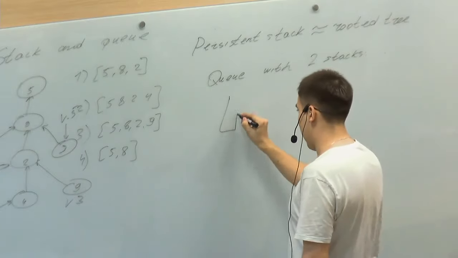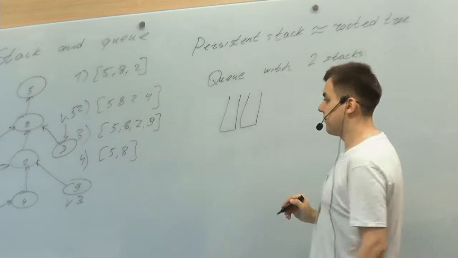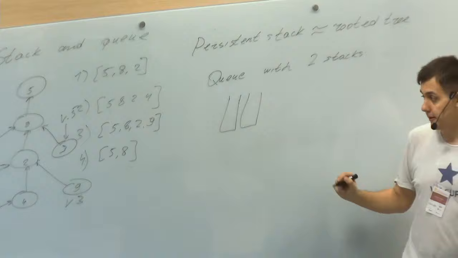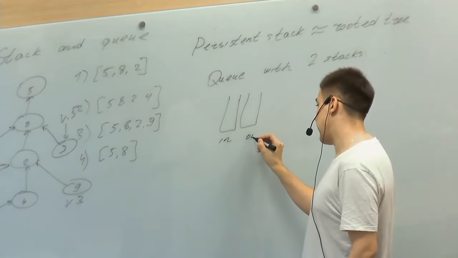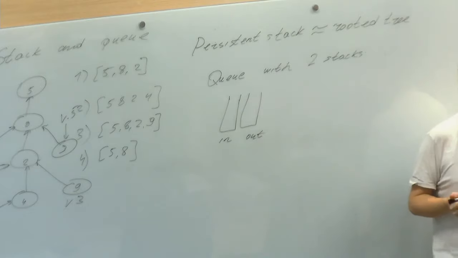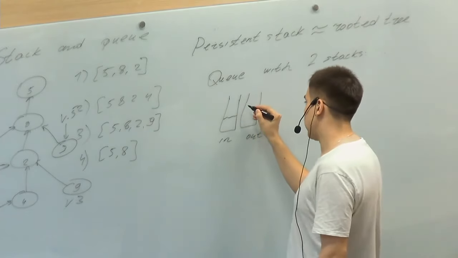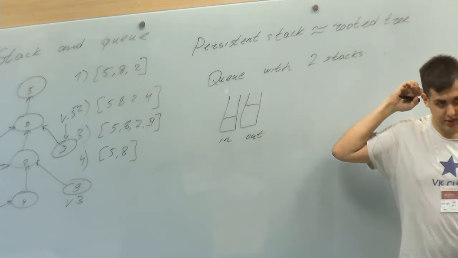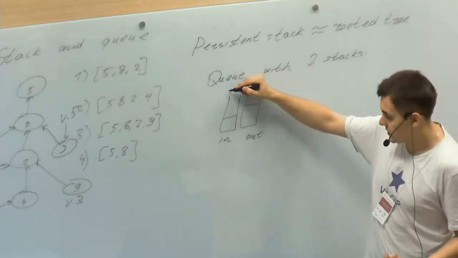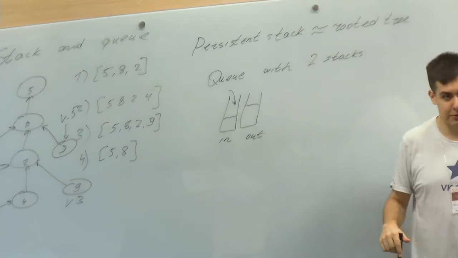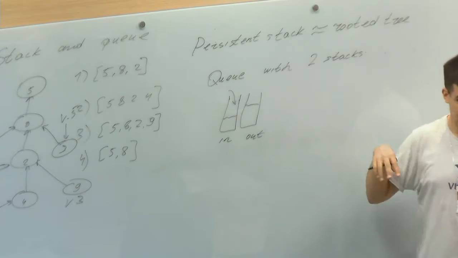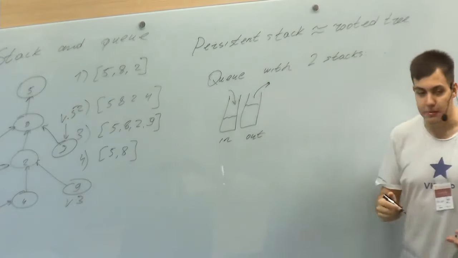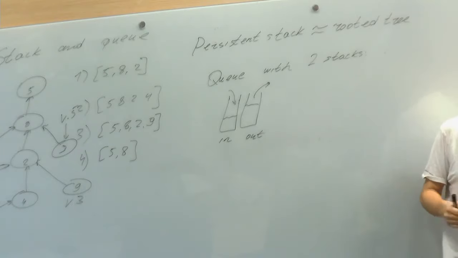Well, we'll have the first stack and the second stack. We'll call the first stack an input stack, and the second stack the output stack. So we'll have some elements in the first stack, and we'll have some elements in the second stack. So whenever we want to add an element to the tail, we put it onto the first stack. Whenever we want to dequeue an element, whenever we want to pull an element from the queue's head, we'll take it out from output. And there is only one problem: when this becomes empty.